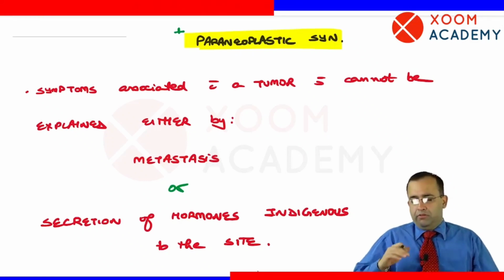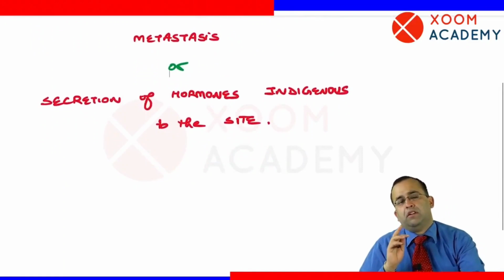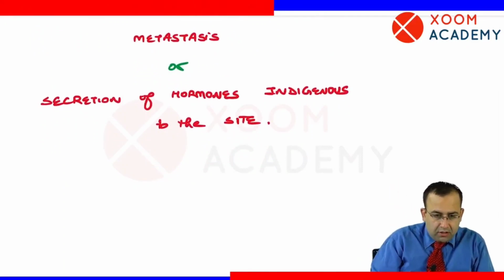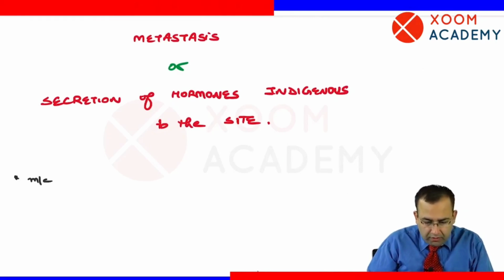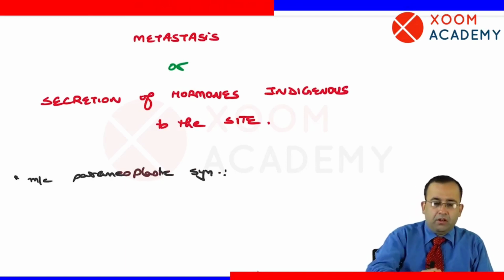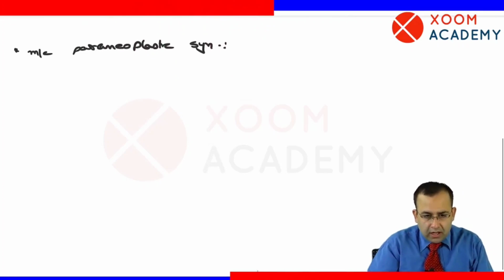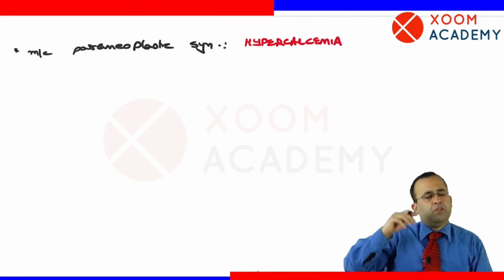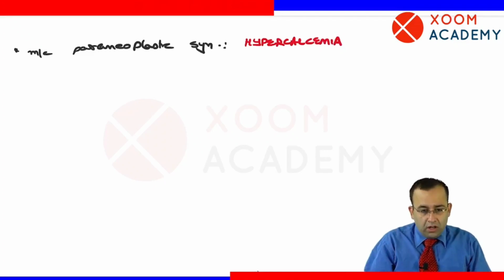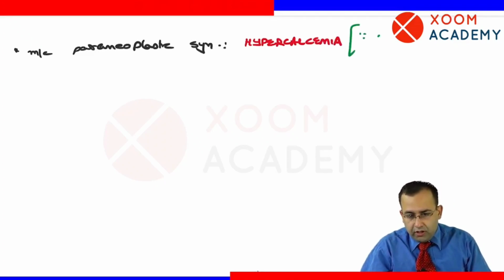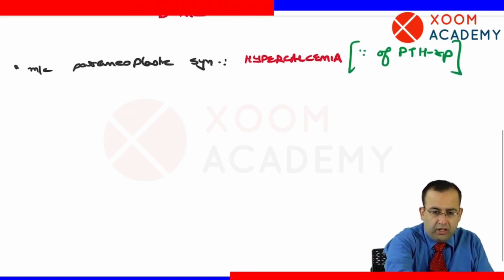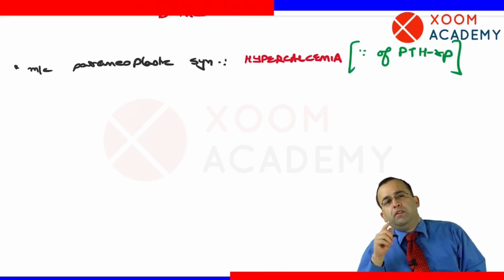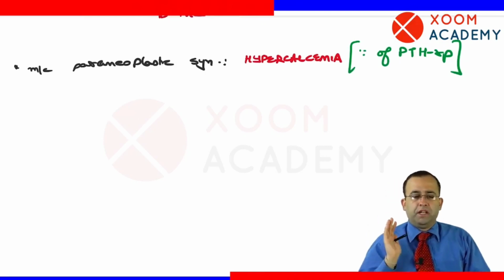Next point. Before we go to lung cancer and make the list of paraneoplastic syndromes, overall the most common paraneoplastic syndrome is hypercalcemia, increased calcium levels. Overall in the body, it is hypercalcemia occurring due to secretion of PTHrP, parathyroid hormone related peptide.